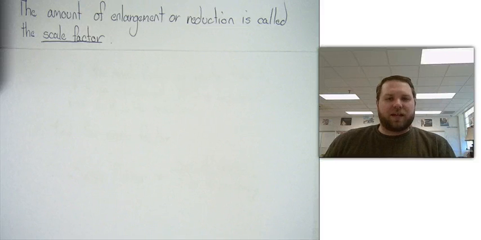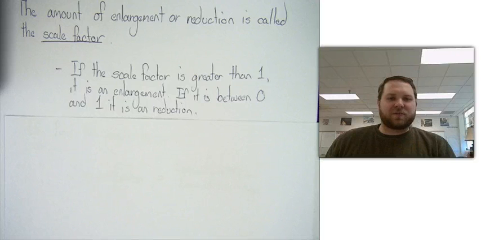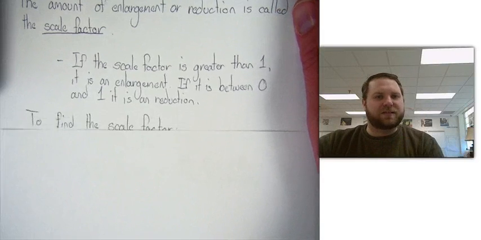So if we want the thing to be half as big as it used to be, our scale factor is going to be 1/2. So again, if the scale factor is bigger than 1, it's an enlargement, and if it's less than 1, we're going to have a reduction. Notice that's less than 1 but greater than 0.